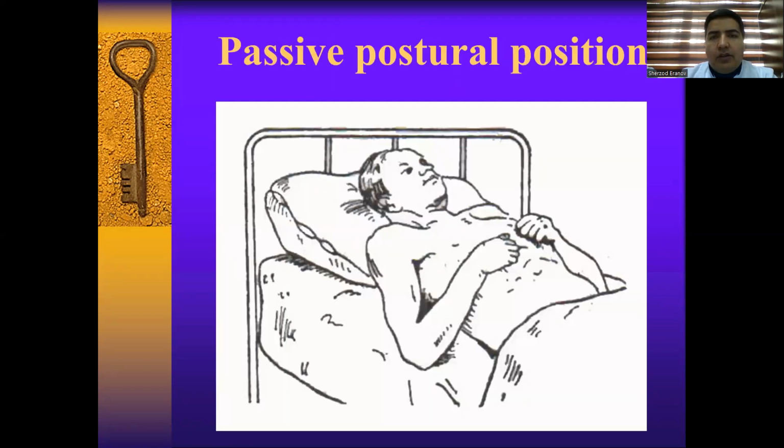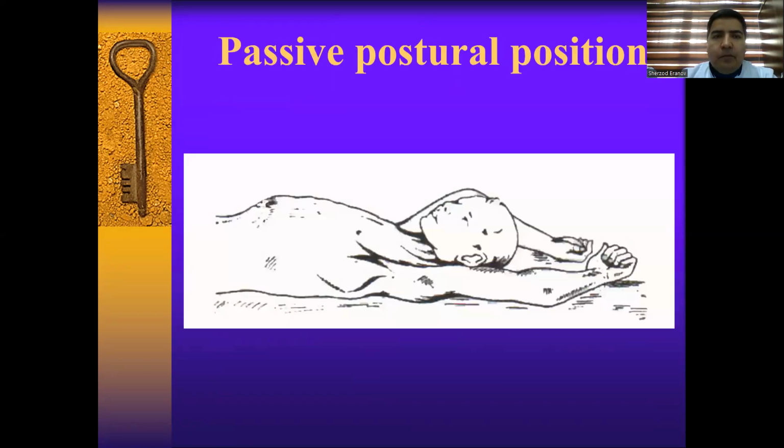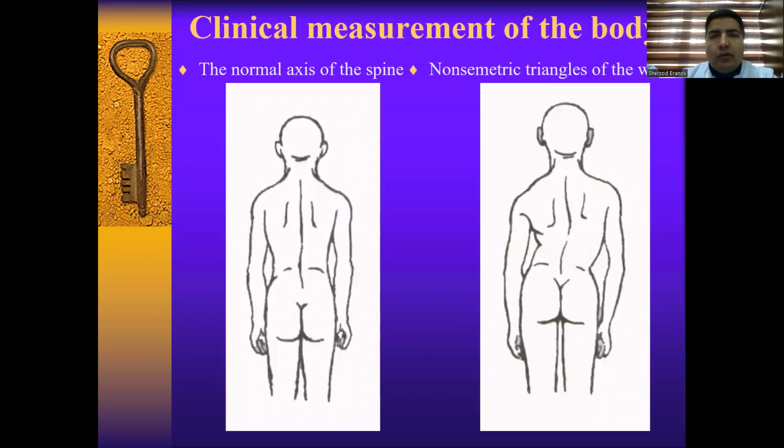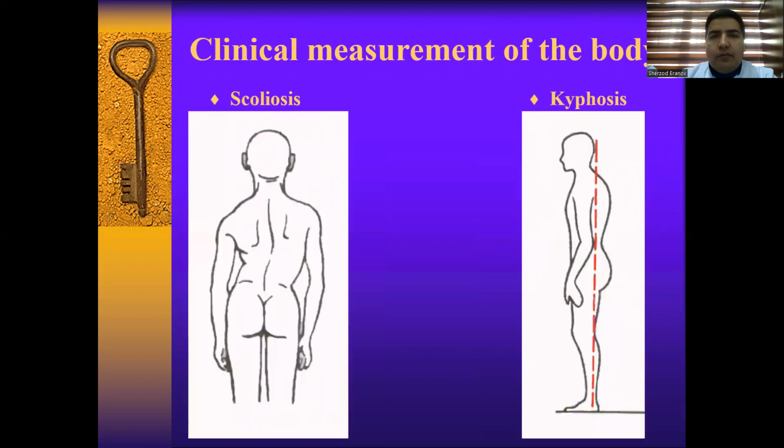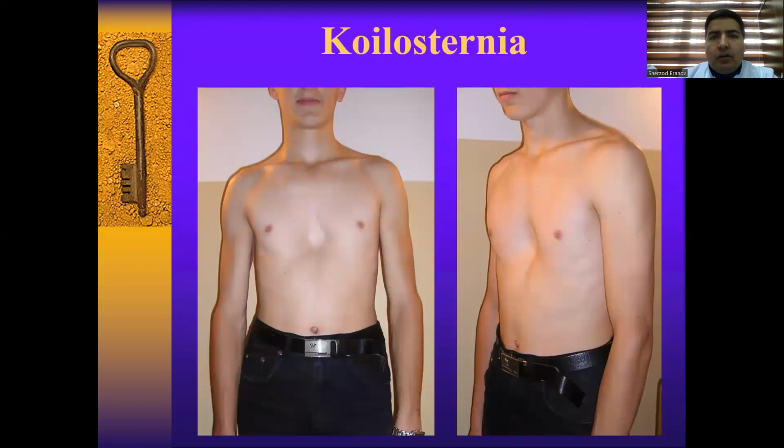There is passive postural position. There is also active postural position. Clinical measurements on the body, the normal axis of the spine, non-symmetric triangle of the waist. Clinical measurements of the body, first of all, scoliosis and the second, kyphosis. Coilosternia.